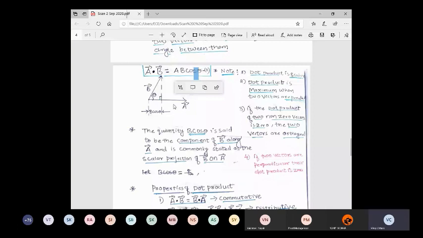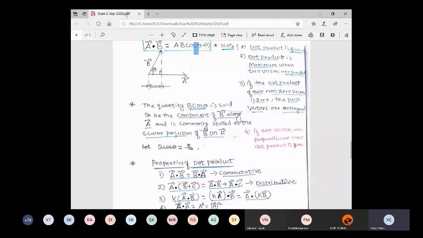Is that convincing? Yes, sir. That's what we say: if two vectors are perpendicular, the dot product is 0.